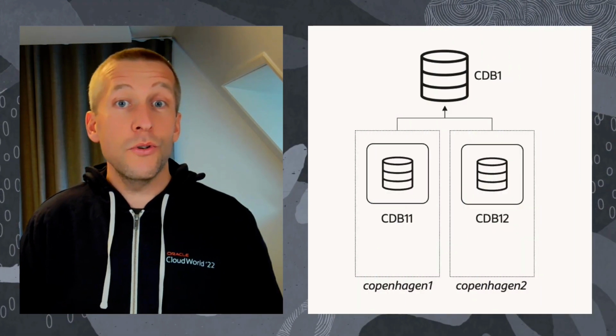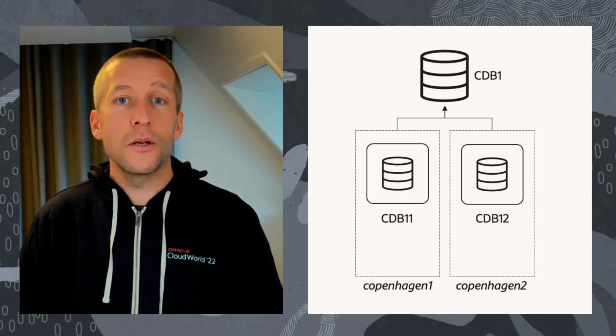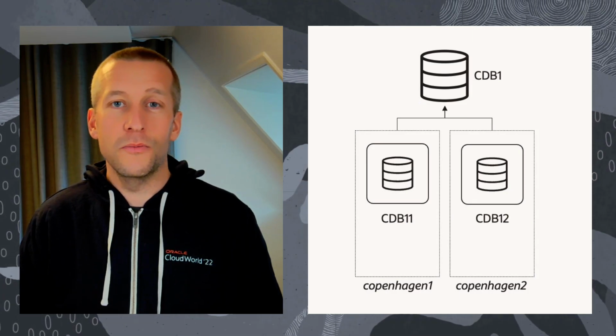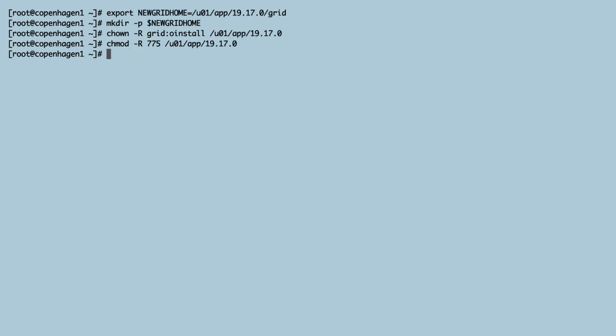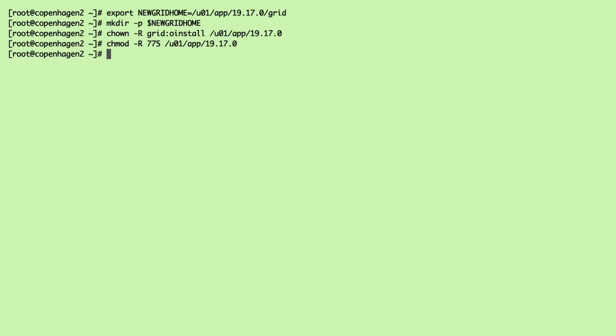I'm using a two-node RAC cluster. The nodes are called Copenhagen 1 and Copenhagen 2. Let's get started. I start as root on node 1. I create a directory for my new grid home and assign the required privileges. I must do this on all nodes in my cluster, so I create a directory on node 2 as well.